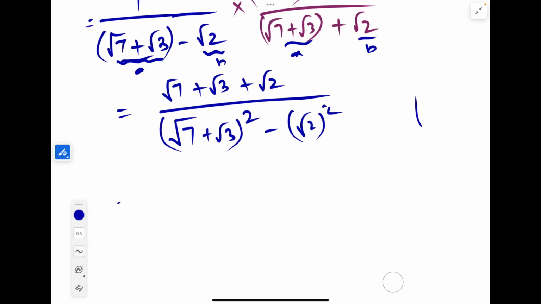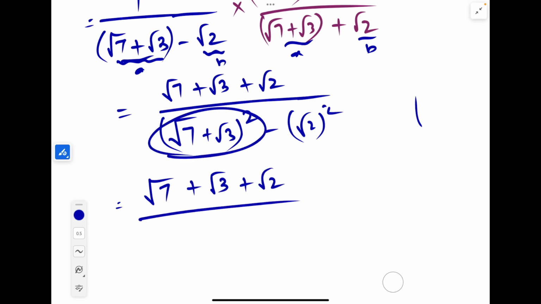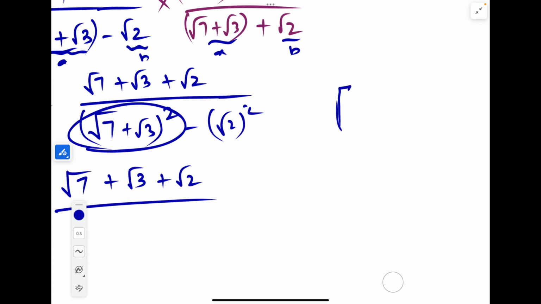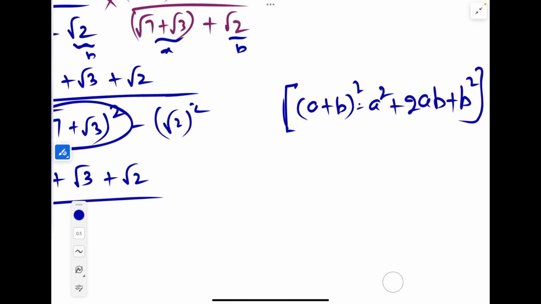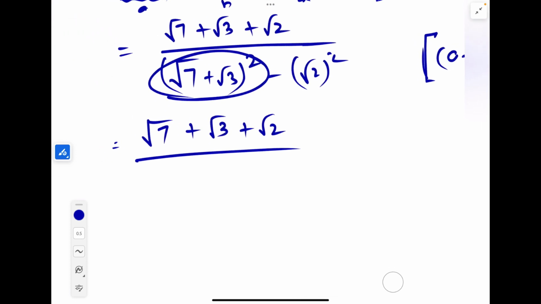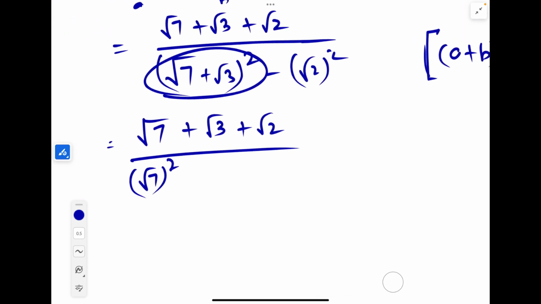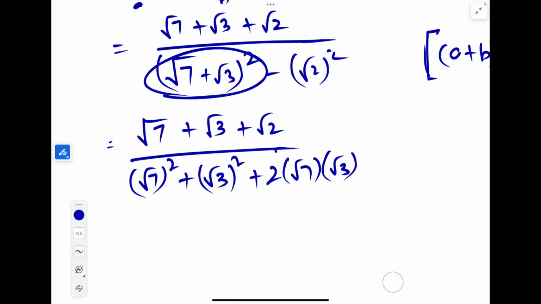So children, see here, the numerator remains the same, and in the denominator we can observe the identity of a plus b whole square. I am trying to write the identity over here: a plus b whole square is equal to a square plus 2ab plus b square. Now that is what I am going to apply here. So we will get root 7 square plus root 3 square plus 2ab, so 2 into root 7 into root 3, minus root 2 square, which is 2.